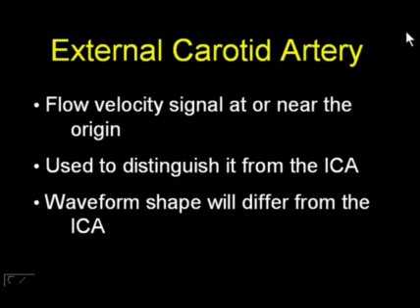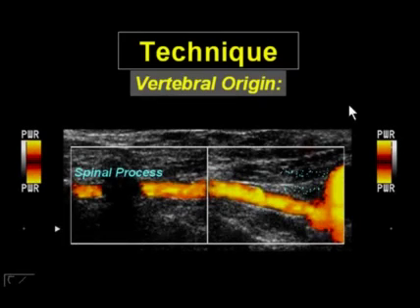We would then complete the extracranial carotid examination with an evaluation of the external carotid artery, and that flow velocity signal really is obtained at or near the origin. Primarily, it's used to distinguish that vessel, the ECA, from the internal carotid artery, and we do that primarily, again, based on the shape and morphology of the waveform, which should differ from the internal carotid artery, as I've already described.